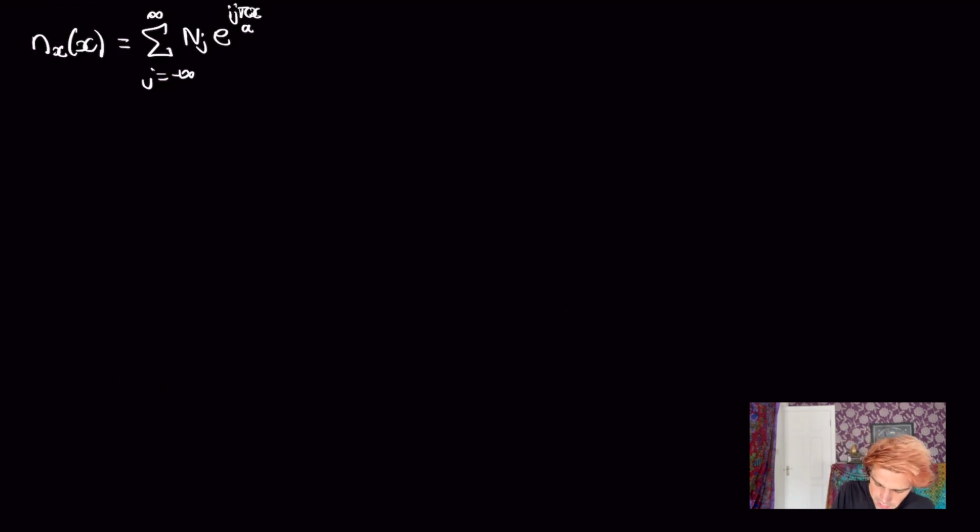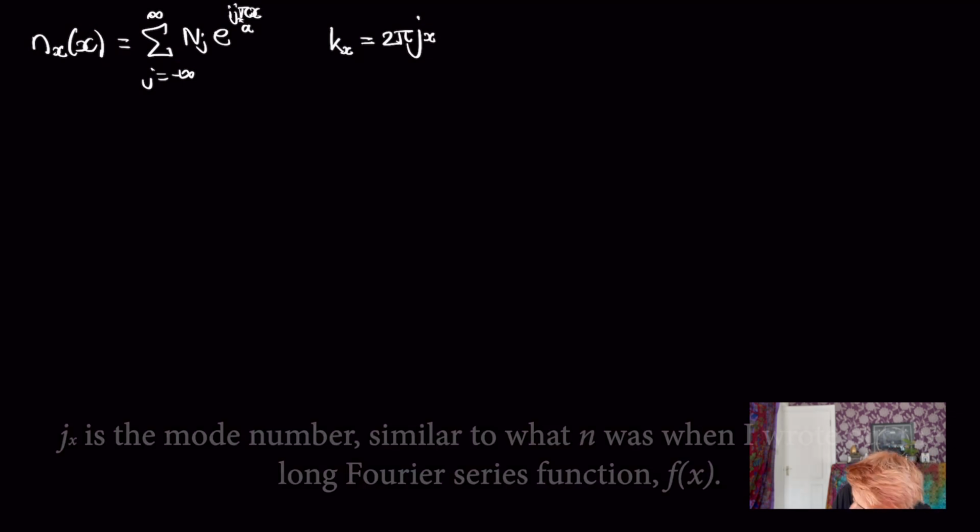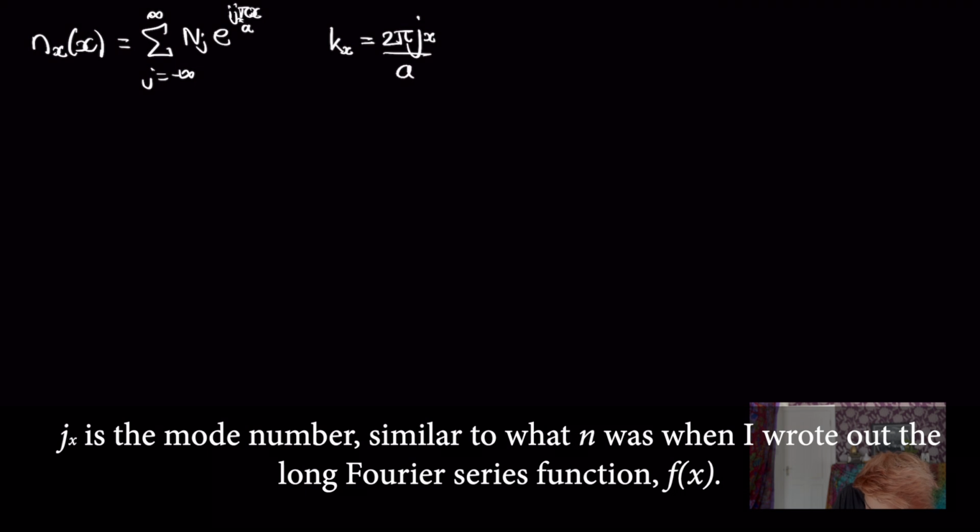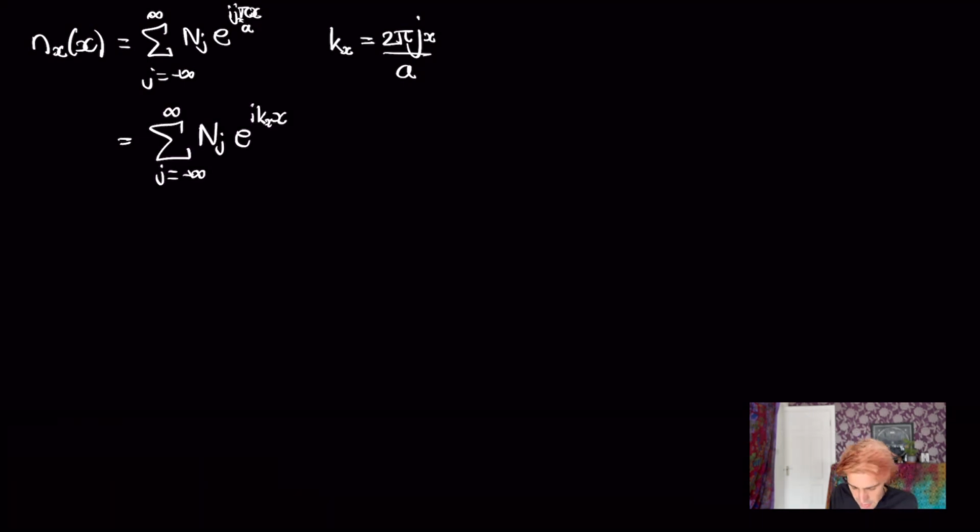So what I'm going to now do is define k in the x direction, because of course we're only working in the x direction, as being equal to 2 pi j in the x direction, there should technically be a little subscript there, divided by a. So rewriting this out, this summation is going to turn into this right here. And now you can kind of see what this k term actually is.